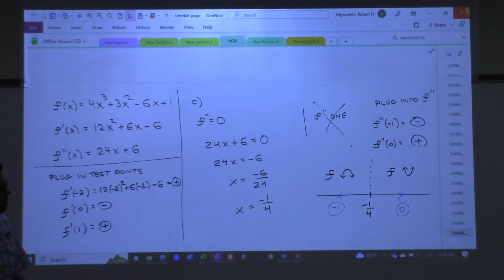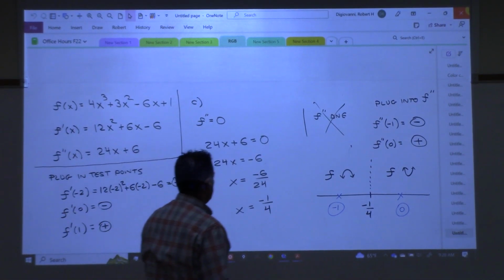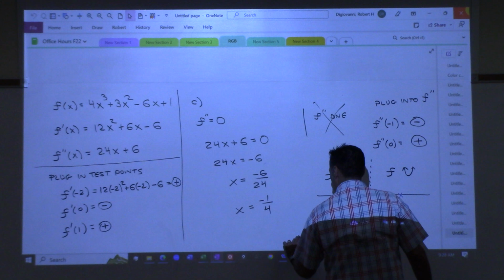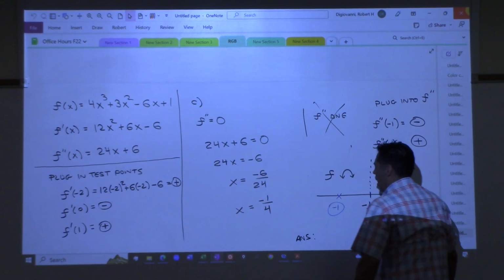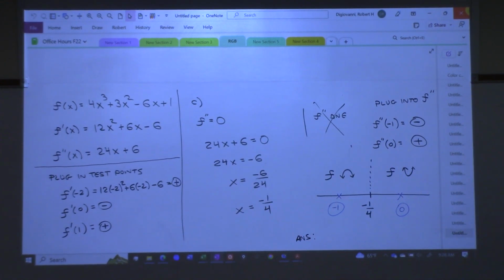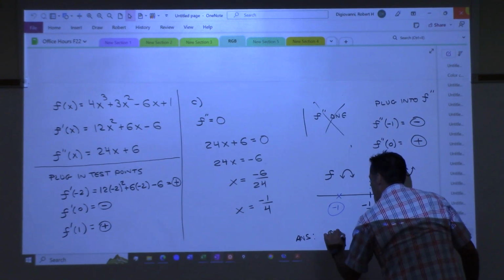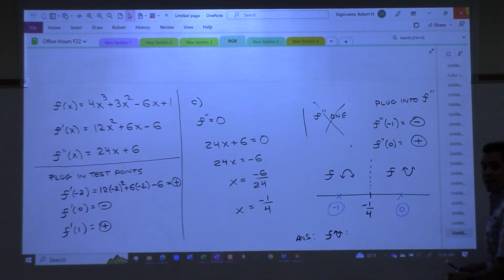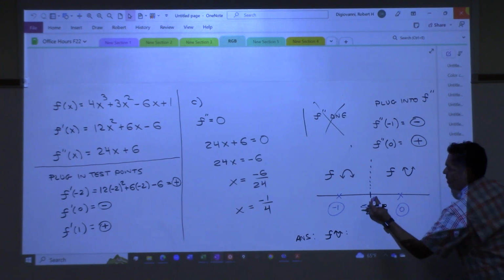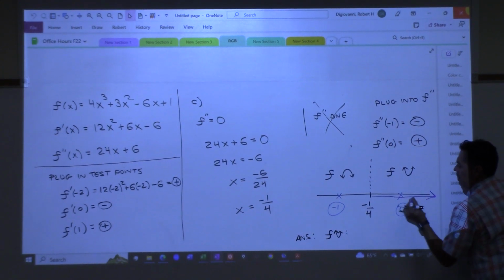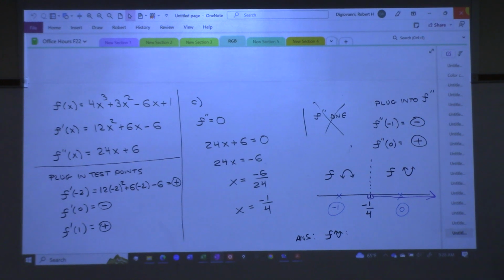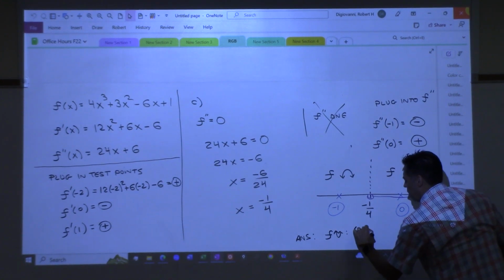Okay, let's answer part C. I want to know where the function is concave up. So where's this function concave up? We're going to look at it like an interval on the number line. Isn't that over here? That way? So to the right of -1/4. So from -1/4 on, forever.